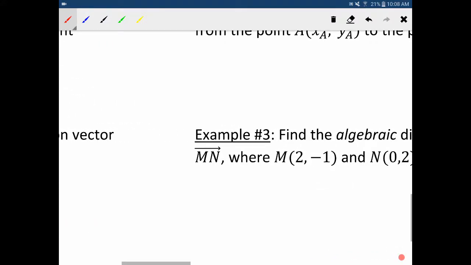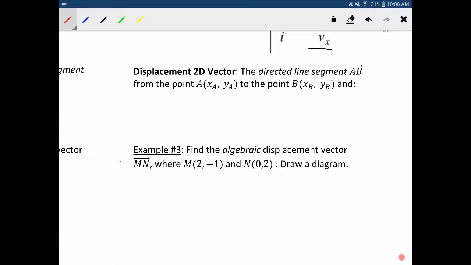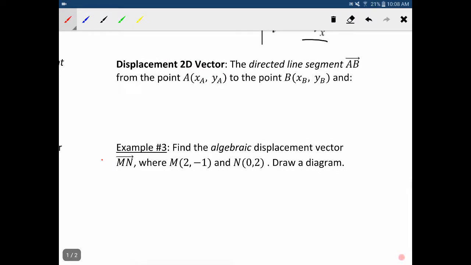Okay. So, the displacement 2D vector, a directed line segment AB from the point A, which is (xA, yA), to the point B, which is (xB, yB).